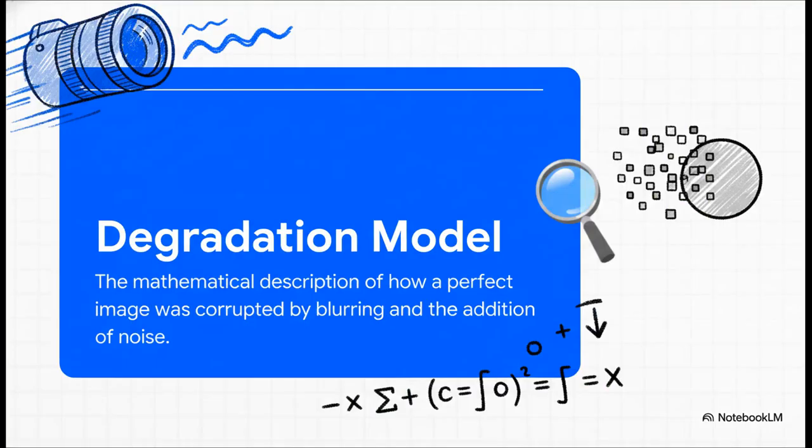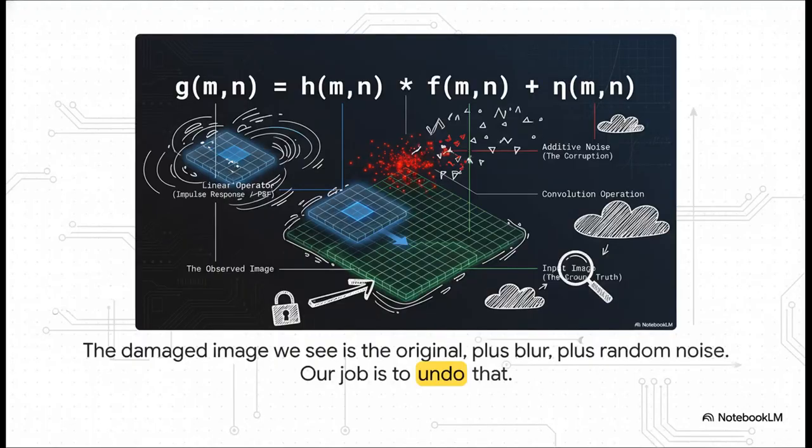To do any of this, we need a case file. And in the world of image processing, that's called the degradation model. It's basically the formal mathematical blueprint that tells us exactly how our clean, original image got messed up with blur and noise.